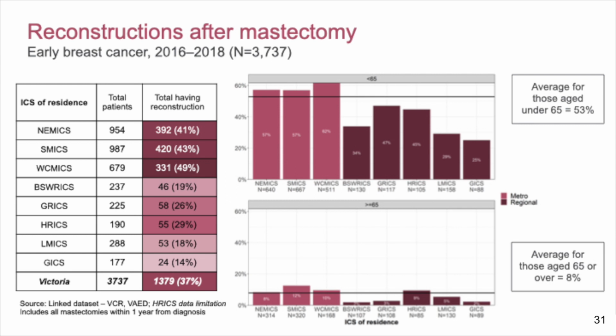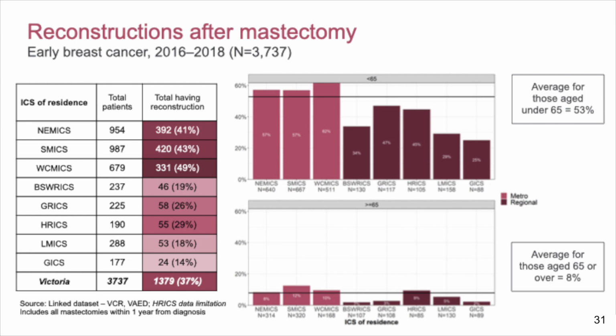So what we're looking at here, we had quite a bit of discussion in the group about this, is reconstruction rates. And the first thing that we should point out is the fact that reconstruction rates in Victoria are very high. The national average is 11 or 12%. And so the access of women to reconstruction in Victoria is really very good.